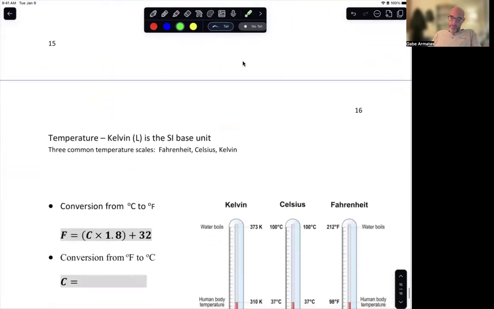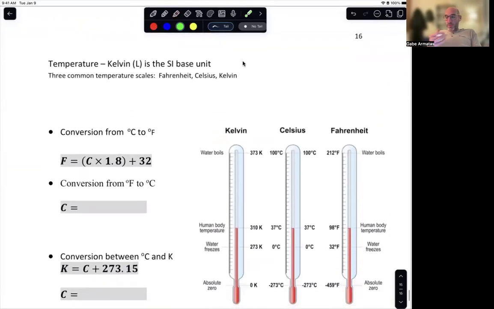All right. Next, let's move on to temperature. So temperature is interesting. We are going to use Kelvin as the K. I don't know why there's an L there. This should be capital K. Temperature in Kelvin. This is the SI-based unit. This is the one that we're going to use.